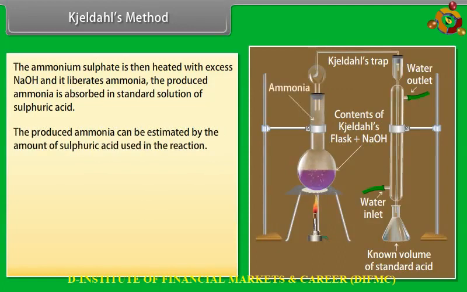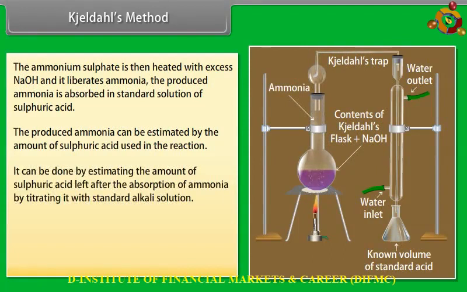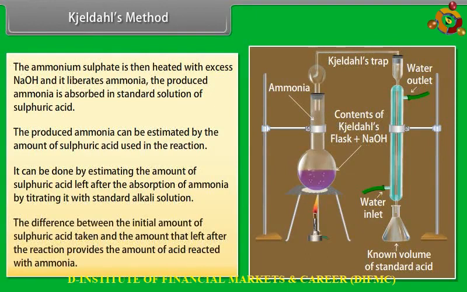The produced ammonia can be estimated by the amount of sulfuric acid used in the reaction. It can be done by estimating the amount of sulfuric acid left after the absorption of ammonia by titrating it with standard alkali solution. The difference between the initial amount of sulfuric acid taken and the amount that left after the reaction provides the amount of acid reacted with ammonia.